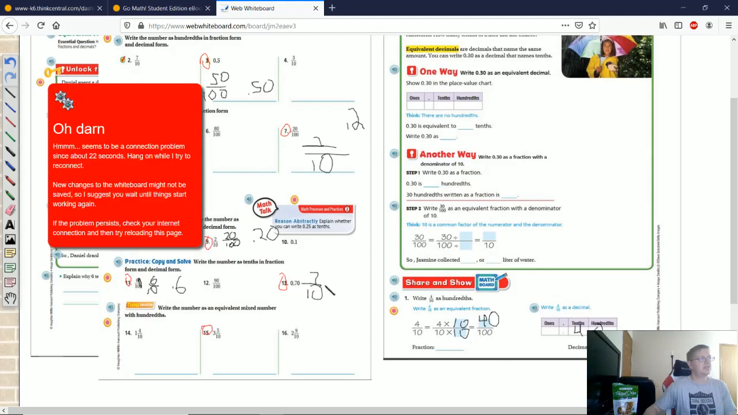7/10 and 0.7. And then this one, okay, sorry about that. This one, an equivalent mixed number with hundredths would be 3 and 50 over 100. And if we write that as a decimal, it would be 3.50.